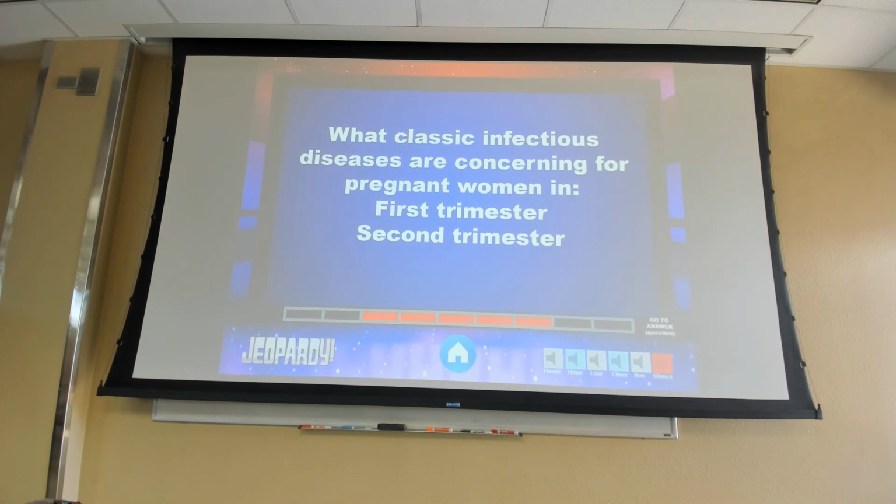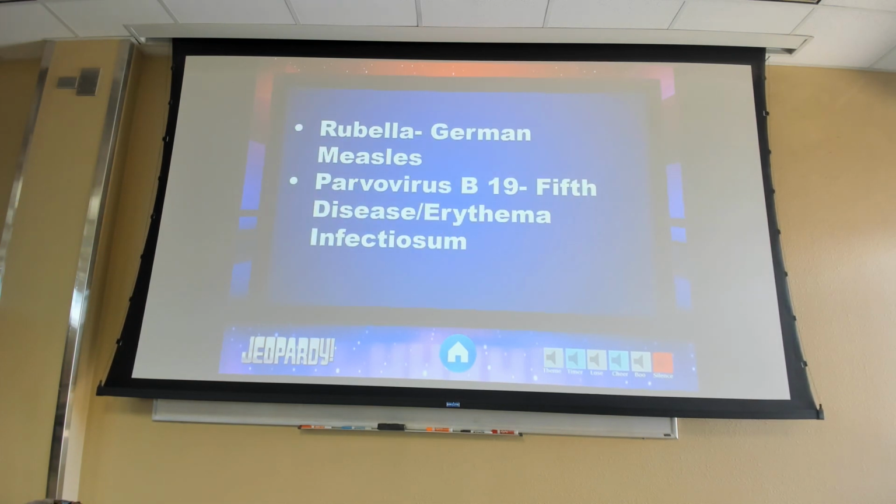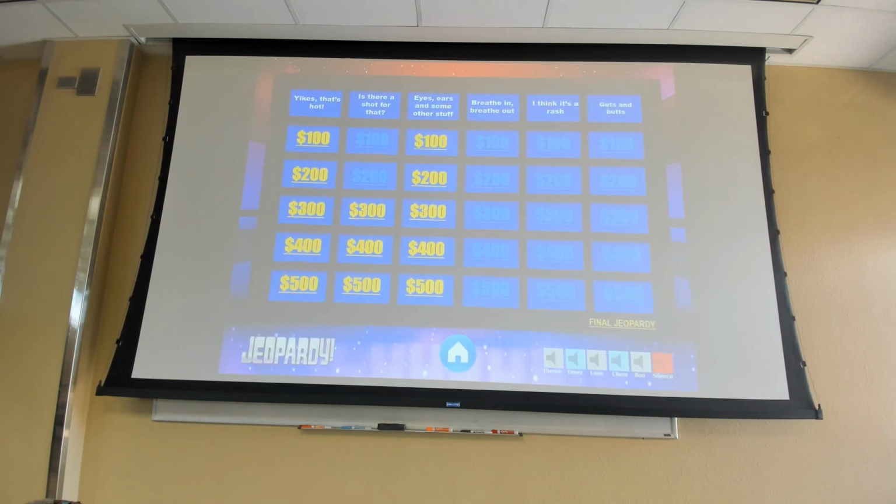What classic infections are concerning for pregnant women in the first trimester versus second trimester? Rubella for the first trimester, and fifth or not sixth. What's the other name? Yep, that one. I told you I wouldn't put German measles on it, just if the parents do.